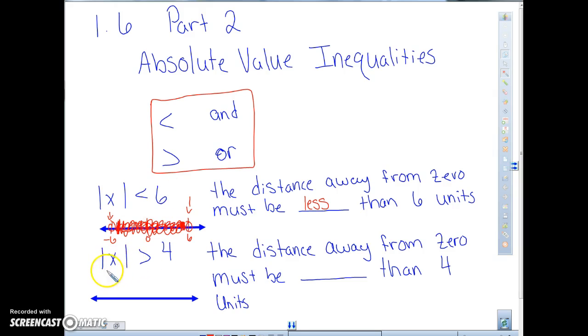Then let's go to the greater than sign where it says the absolute value of x is greater than 4. This means the distance away from 0 must be greater than 4 units from 0, because absolute value is the distance away from 0 on the number line. So you have 0, you have negative 4, you have positive 4, and so again open circle in this case. And it says the distance away from 0 must be greater than 4. So this would be greater than 4. And that's why when you have absolute value and inequalities, the less than is AND and the greater than is OR, because of the shading that we've done here.